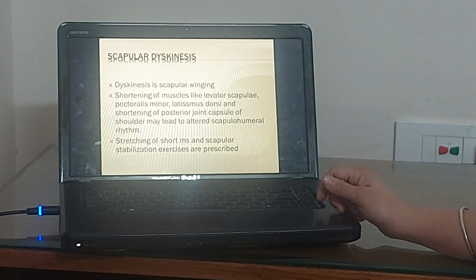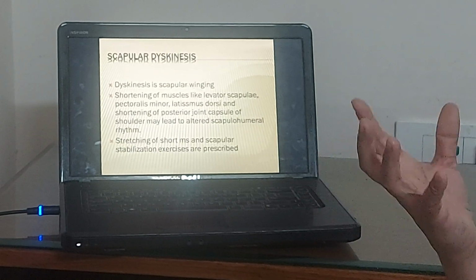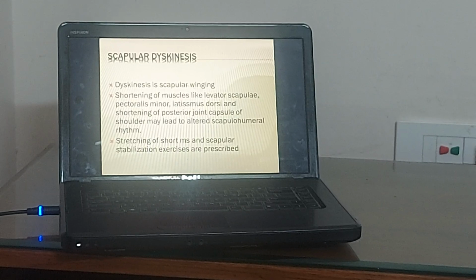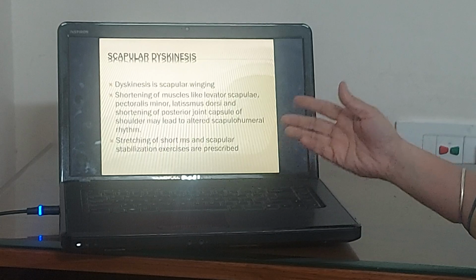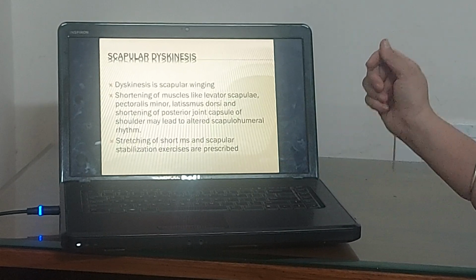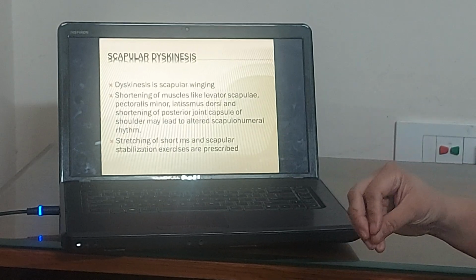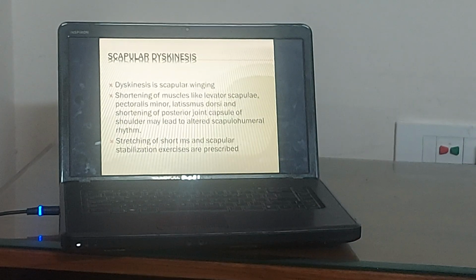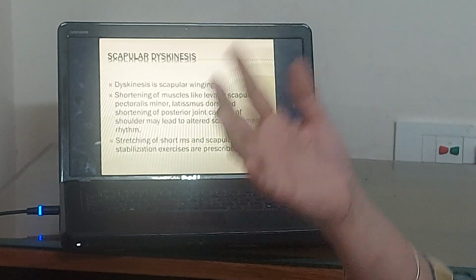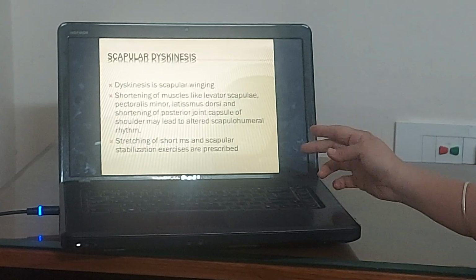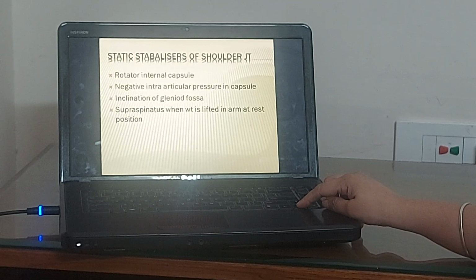So as a physiotherapist, we need to teach them stretching of these short muscles. Which short muscles? The posterior capsule of the shoulder joint. We give them stretches of levator scapulae, pectoralis minor and the latissimus dorsi. We also teach them shoulder stabilization exercises, or basically scapular stabilization exercises. All the rotator cuff muscles, infraspinatus, supraspinatus, subscapularis, teres minor, are the muscles for which stabilization exercises should be given.